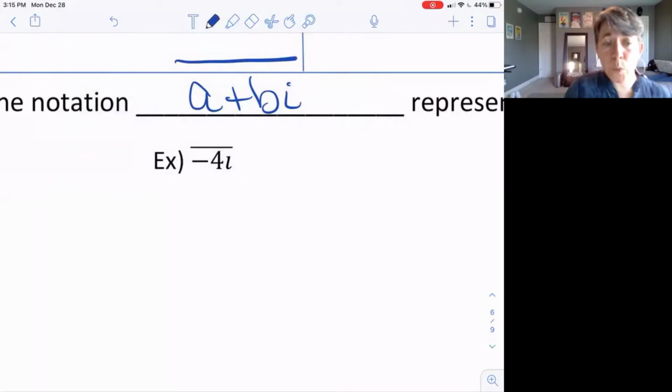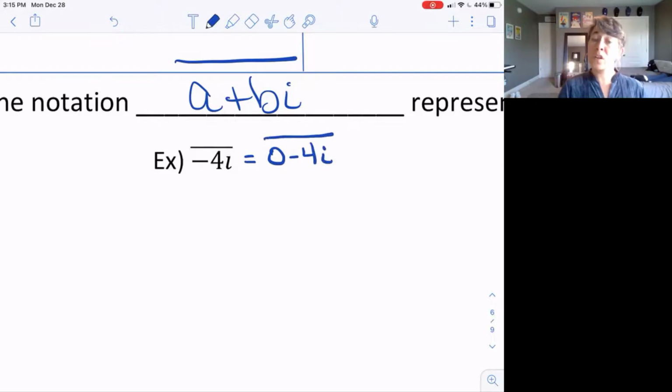Our next example just has the imaginary part, a -4i. That is the same as saying 0 minus 4i. And so the conjugate here would be 0 plus 4i, which is just 4i. Notice as soon as I found the conjugate, that bar over the top disappears. In other words, we don't need it anymore.